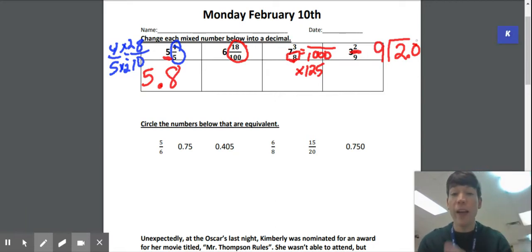Now, don't forget about the whole numbers with each of these, because if we're making a mixed number into a decimal, we're still going to need to rely upon that whole number. So think about that as you're going through as well. All right, let's move on to the next section.